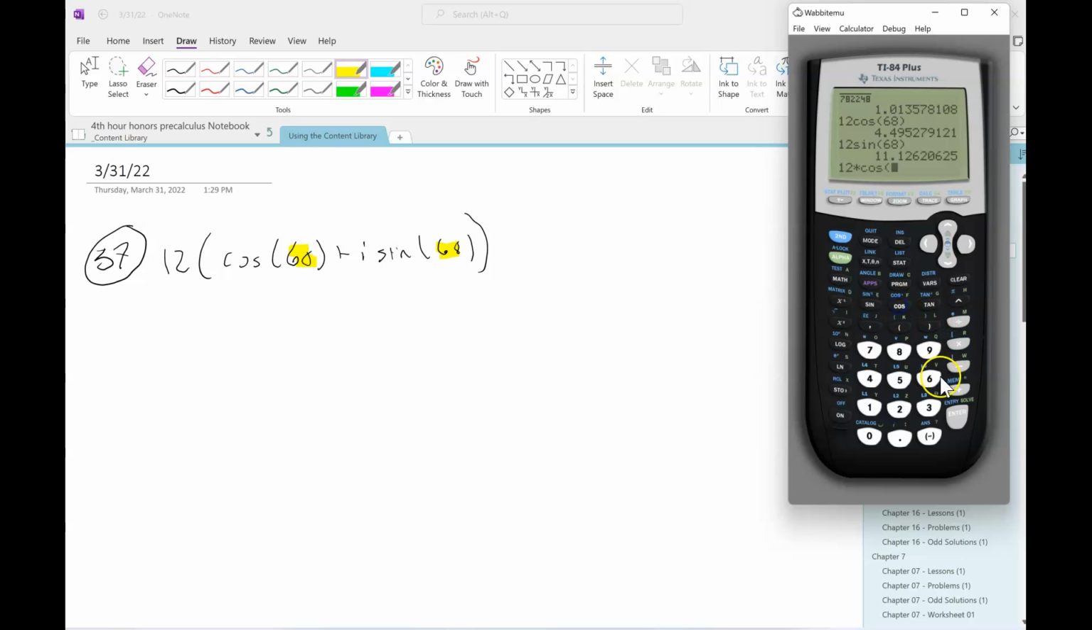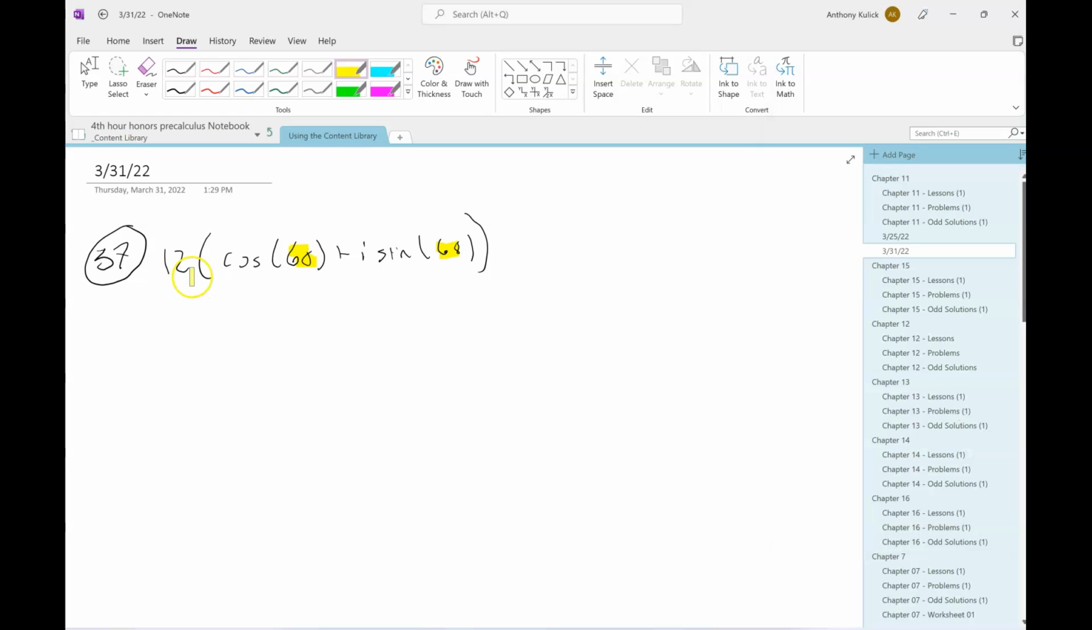So I'm going to do 12 times cosine of 68. Got to make sure I'm in degree mode because these angles have degrees on them. So there's my x coordinate, or my real part, I guess I should call it. And then 12 sine 68, there's my imaginary part. So I have 4.50 plus 11.13i.